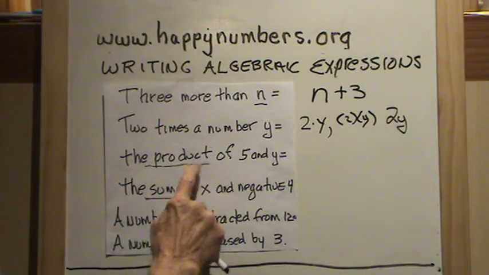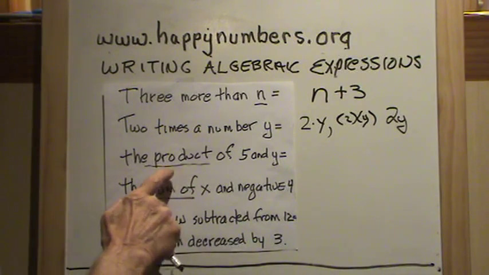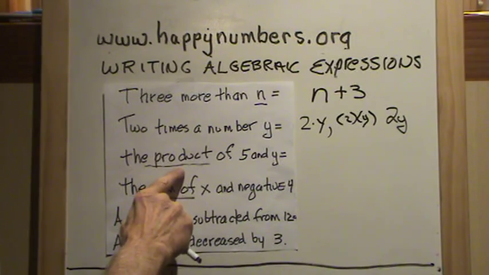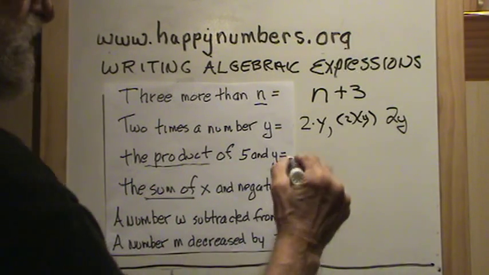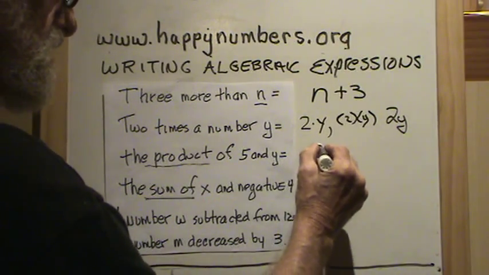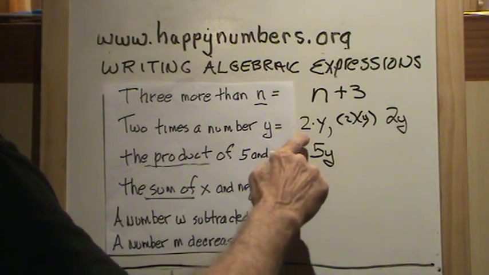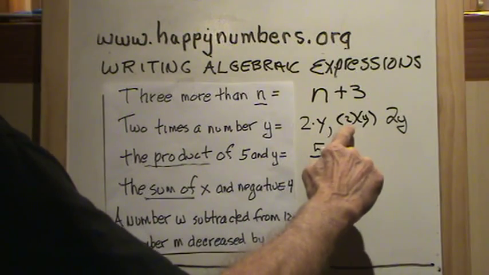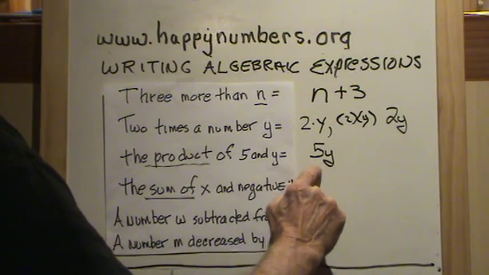The product of 5 and y. Well, if you remember from part 1 of writing algebraic expressions, the product is the answer to a multiplication problem. So this means 5 times y, and again, that means multiplication. We could have written 5 times y or in parentheses, but again, when we're working with a letter and a number, we write it like this.